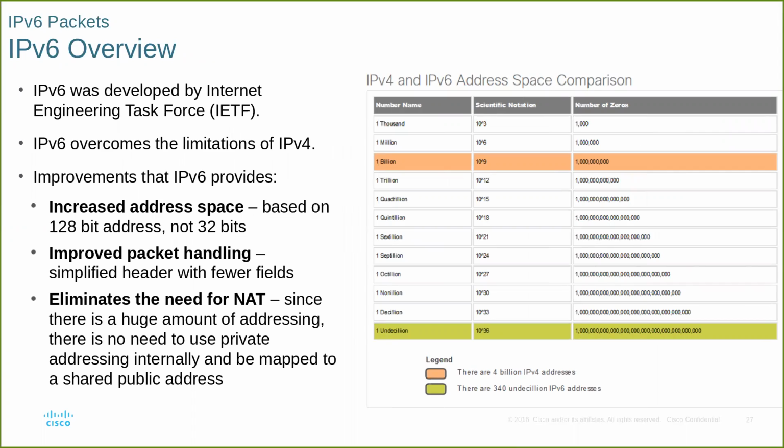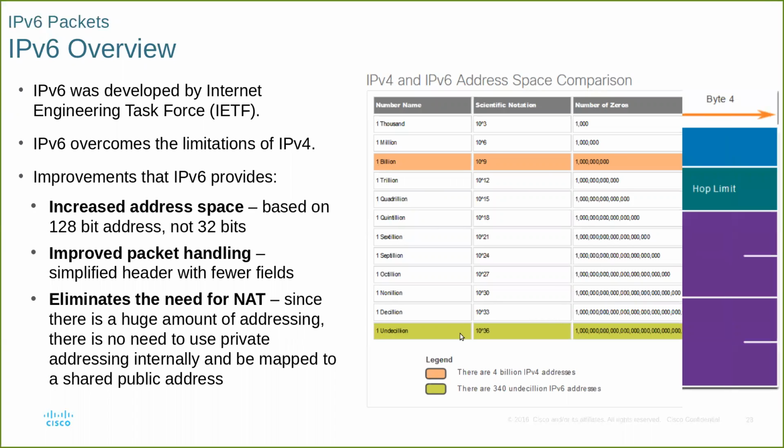IPv6 has 128 bits, instead of 32 bits for IPv4. So there are a lot of IPv6 addresses. You don't need Network Address Translation, NAT, and you don't need private IP addresses, because you have up to 1 decillion addresses. This is more than what we need in the world. So you have no problem with IPv6.